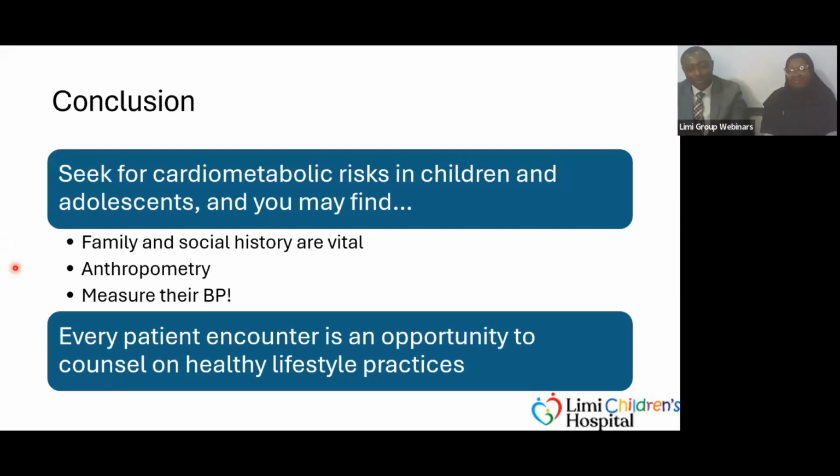And then please let's measure blood pressure. If you find a child 3 years and above, measure. But if it's a child that has those risk factors we discussed, like less than 32 weeks of gestation, small for gestational age, children who had umbilical artery catheterization in the neonatal period, and all the other risk factors, sickle cell disease, below 3 years, right? Measure. Now, every patient encounter is an opportunity to counsel them on healthy lifestyle practices.